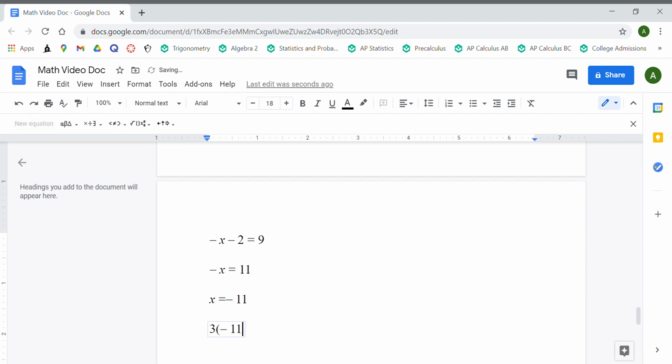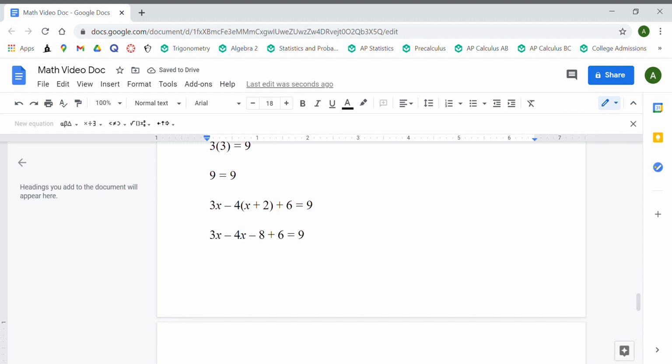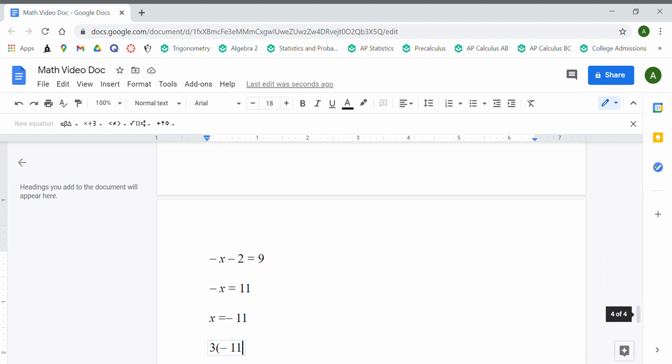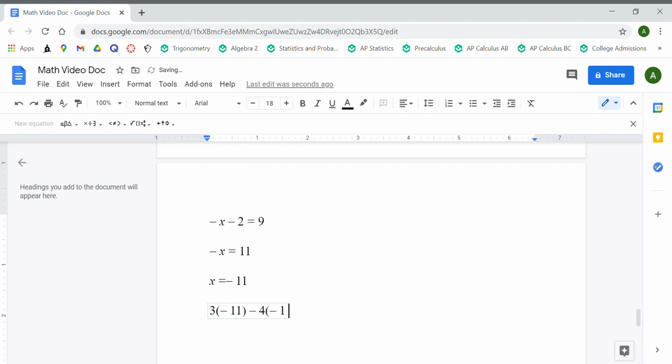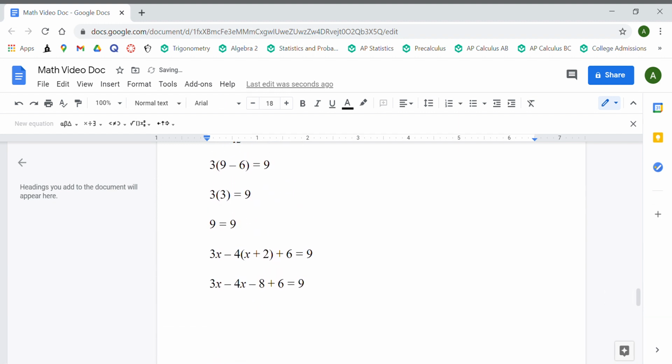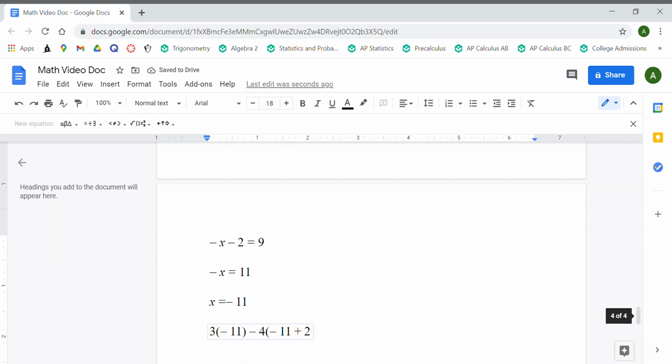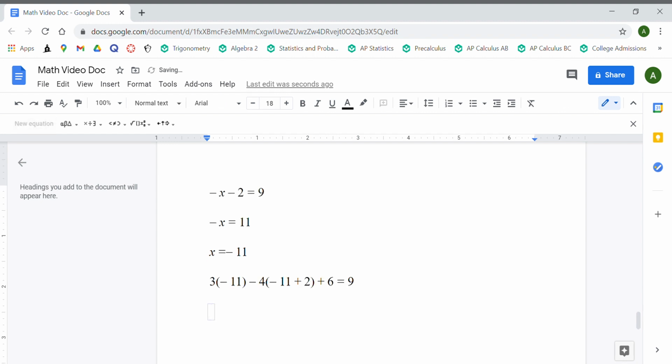3 times negative 11, minus 4 times negative 11 plus 2. Is that right? Yes. Plus 6 equals 9. Now I hope all goes well here. And if I screw up on this check right here, I strongly apologize. I hope I don't. I have a strong ability that I can do that without making any errors. But if I do, I strongly apologize. But anyways, 3 times negative 11 is negative 33.